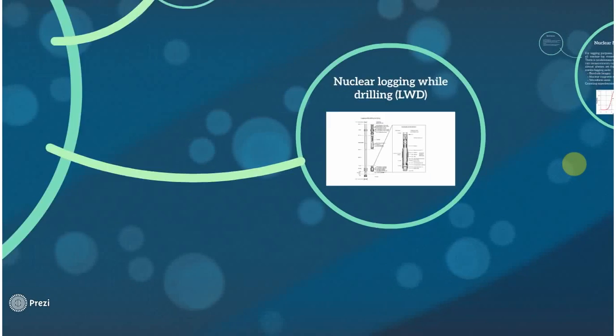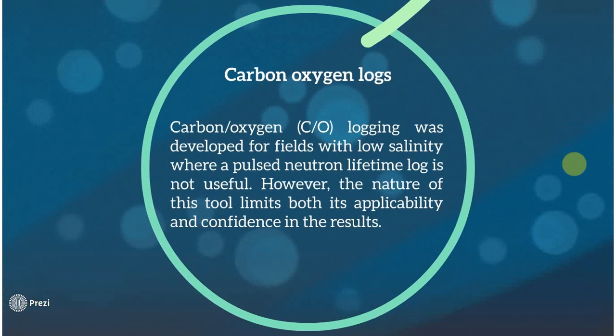The next type of nuclear logs is the carbon-oxygen logs. Carbon-oxygen logging was developed for fields with low salinity where a pulse neutron lifetime log is not useful. However, the nature of this tool limits both its applicability and confidence in the results.